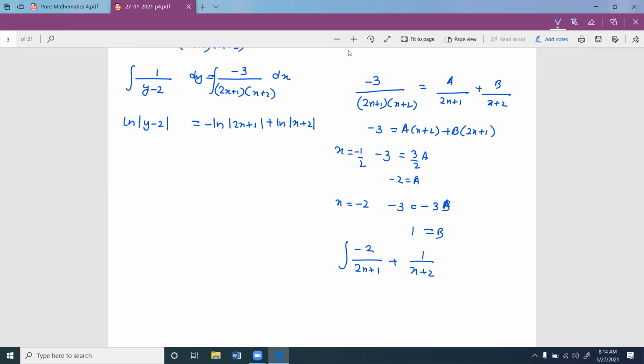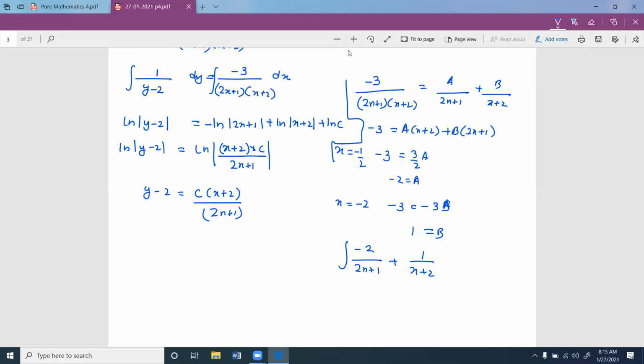Since all the terms are in ln, I'll just write the constant also in terms of ln. Then you can say ln of y minus 2 equals ln of x plus 2 here, and this is a negative, therefore into c divided by, you can put this value over here, the 2x plus 1. Right. Then you can write y minus 2 equals c times x plus 2 divided by 2x plus 1.